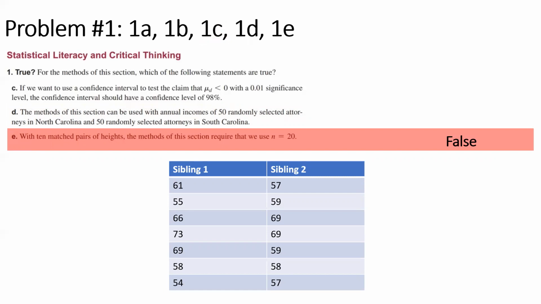With 10 matched pairs of heights, the methods of this section require that we use n equals 20. The answer is not true. Since they are matched pairs, they count as one, so n would equal 10.